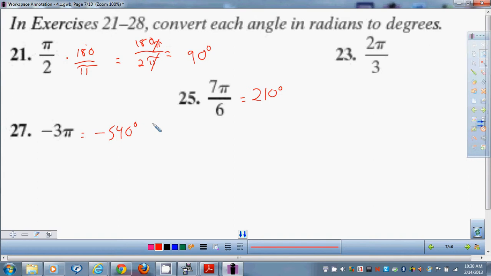Same thing. You always multiply by 180 over pi. So it would be negative 3 pi times 180, which would be negative 540 pi divided by pi.